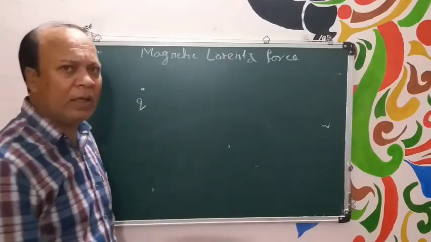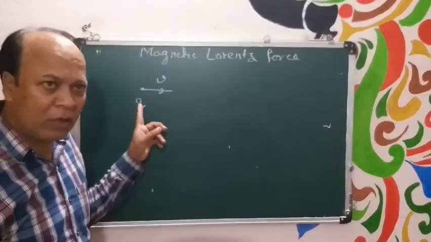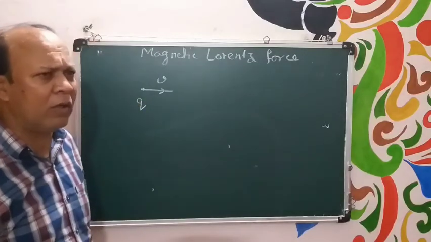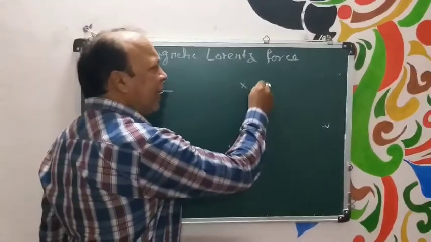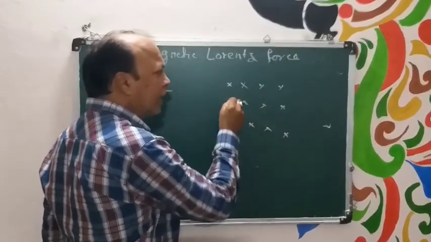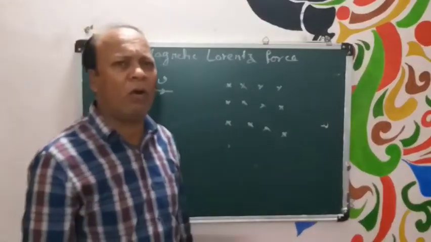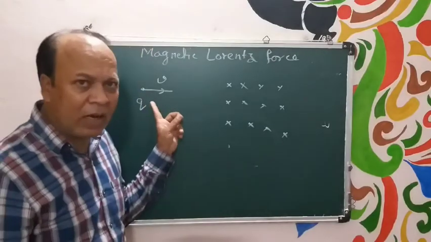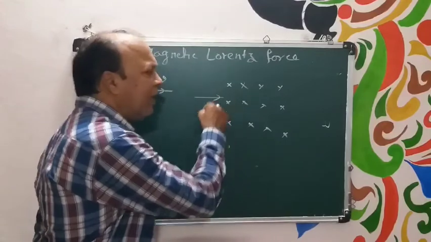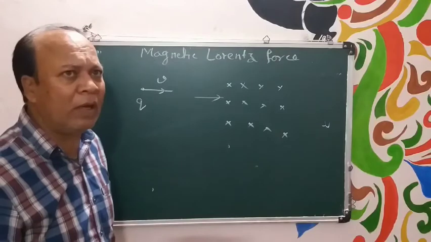This Q charge is moving with V velocity. It may be a positive charge. Now, if it enters any external field, suppose this is an external field, maybe directed perpendicular to the plane of the paper. When this charge, moving with V velocity, enters this external magnetic field, what phenomena will you observe?